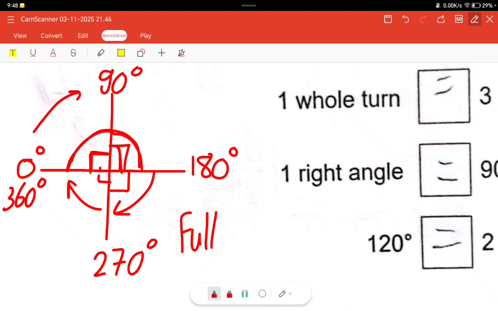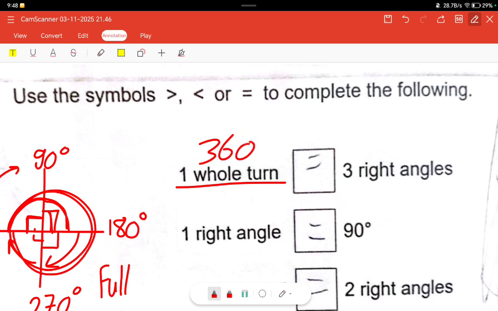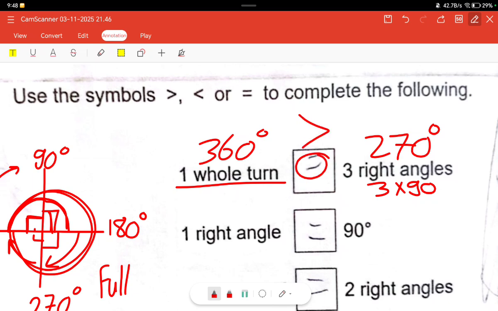Okay, all of these represent a whole turn, or 4 quarter turns, or 4 right angles, which means 4 times 90 equals 360. So when I say a whole turn, it means I moved a whole circle, which is 360 degrees. And here 3 right angles means 3 multiplied by 90 equals 270 degrees. So the answer here will be a whole turn is bigger.